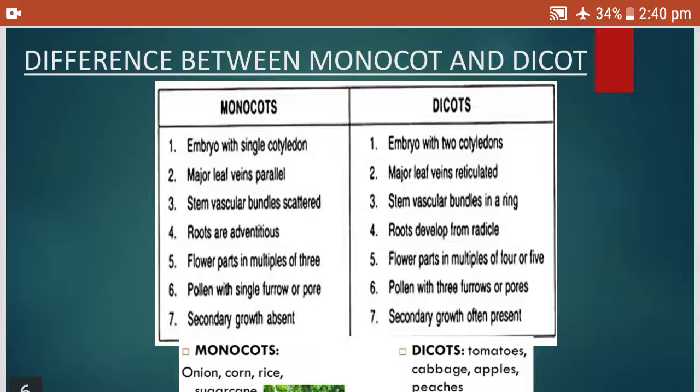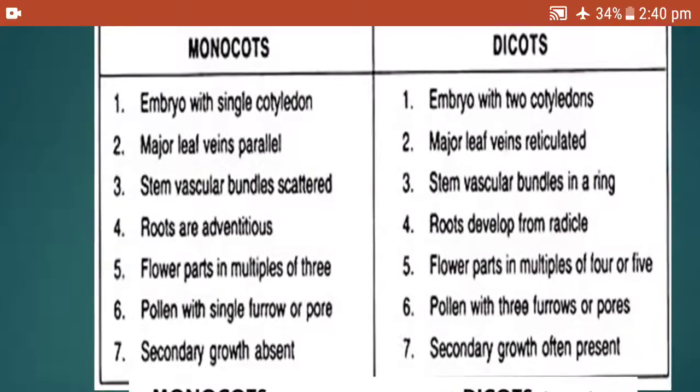Monocots have an embryo with a single cotyledon, dicots have an embryo with two cotyledons. In monocots, major leaf veins are parallel, whereas in dicots, major leaf veins are reticulated. In monocots, stem vascular bundles are scattered, whereas in dicots, stem vascular bundles are in the form of a ring. Roots are adventitious in monocots, whereas the root develops from the radicle in dicots. Flower parts are in multiples of 3 in monocots and in multiples of 4 or 5 in dicots.